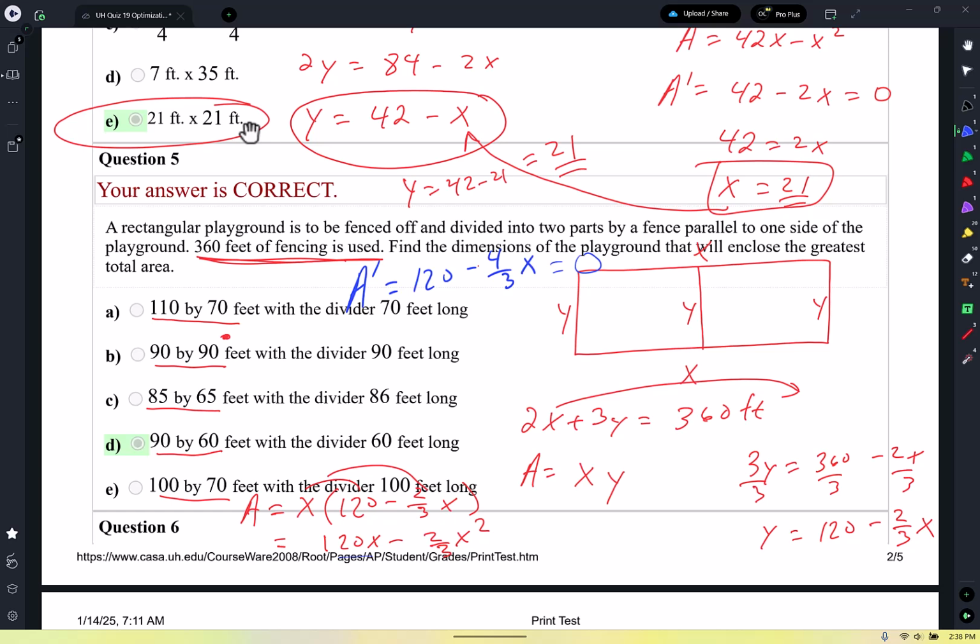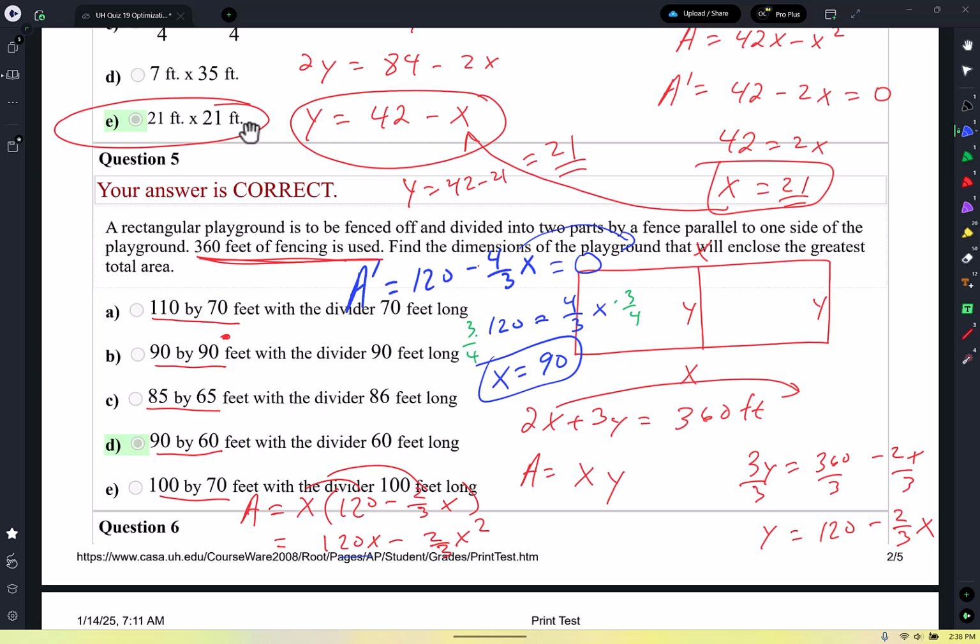Don't become a robot. It's very easy to become a robot. Why are we equaling it to 0? Maxes and mins happen when the derivative is 0. Move the negative 4/3 x to the right. So 120 equals 4/3 x. Let me erase that y so you guys don't think that's equals y. Multiply by the reciprocal, times 3/4 on both sides. X equals, let's see, 4 goes into 12 3 times, so 30 times 3, 90. X equals 90.